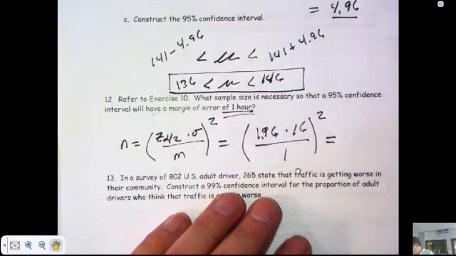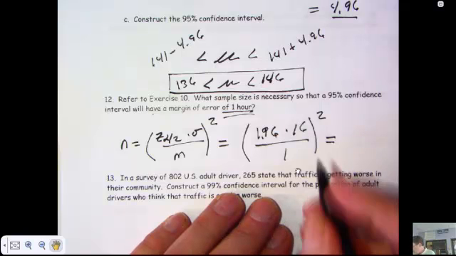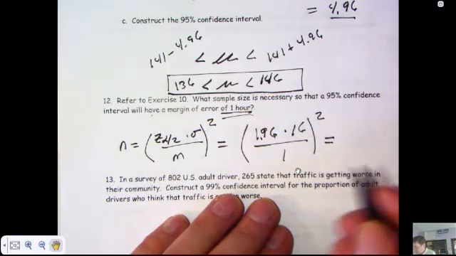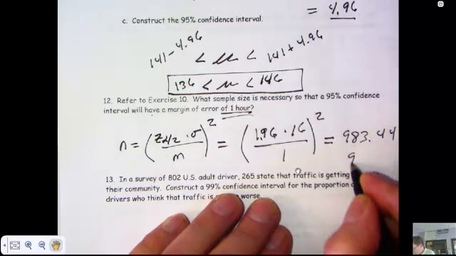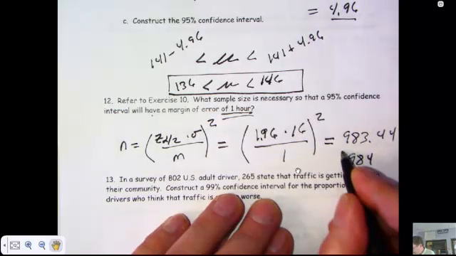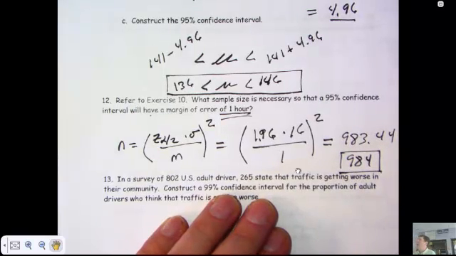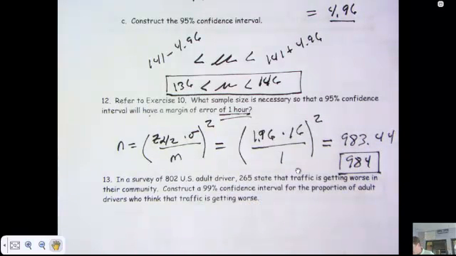That is 1.96 times 16 squared, right? 983.44, and you have to go to 984, because I'm picking a size. How many people do I need to survey? I need to survey 984 people.